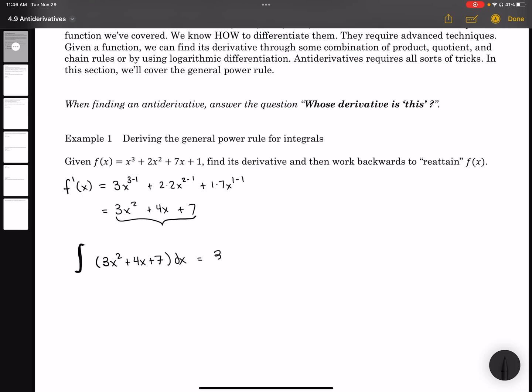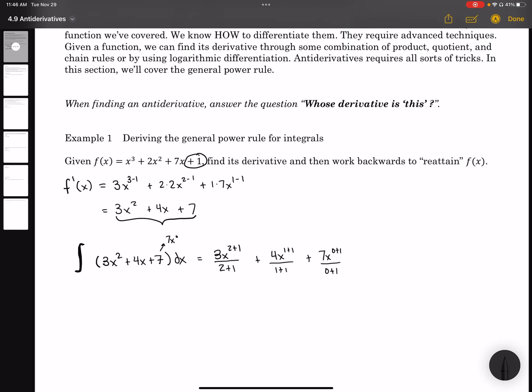So we're going to keep that 3x squared, but now we're going to have 3x to the 2 plus 1 power, and we want to divide by 2 plus 1. And then we're going to have plus 4x to the 1 plus 1 power divided by 1 plus 1, plus, the 7 is technically 7x to the 0 power, so we're going to have plus 7x to the 0 plus 1 power divided by 0 plus 1. But remember, we lost the 1 here because the derivative of any constant is 0. So we're just going to add some arbitrary constant at the end.